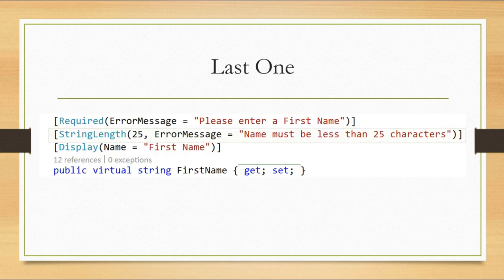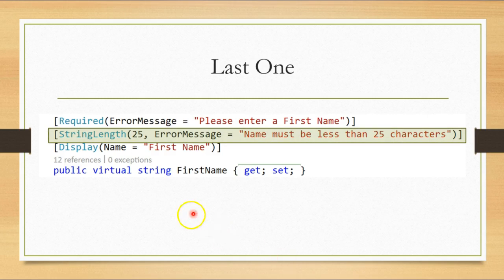Okay, let's do one more. Now, I'm not going to demo this, I'm going to show you that for first name, we can add a string length attribute, 25 characters. If you go more than 25 characters, it will display name must be less than 25 characters. Now, again, I'm not going to demo that. You can kind of figure out and test that if you want, what the result will be. So that covers our model for the MVC.